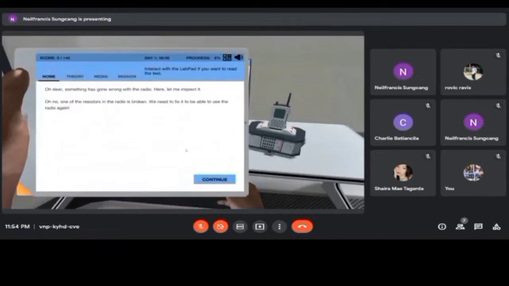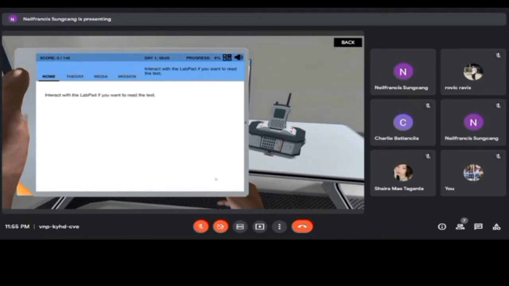Oh dear, something has gone wrong with the radio. Here, let me inspect it. Oh no, one of the resistors in the radio is broken. We need to fix it to be able to use the radio again.